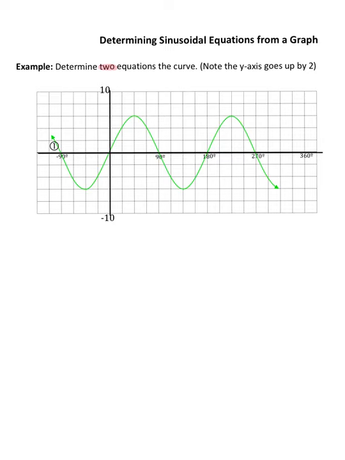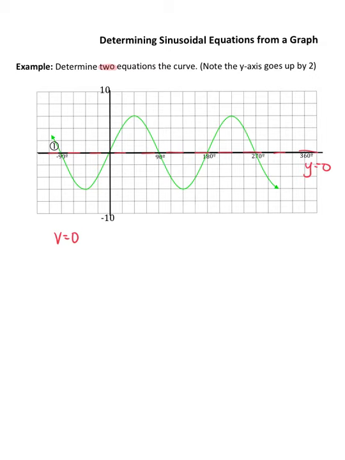To start off, we are going to identify and draw in the midline. So the midline occurs between the maximum and the minimum. So here the midline is simply the same as the x-axis. The midline is actually the v value. So here as the midline is y equals 0, we know that the v value is 0. This graph has not been vertically shifted up or down, so the v value is 0.